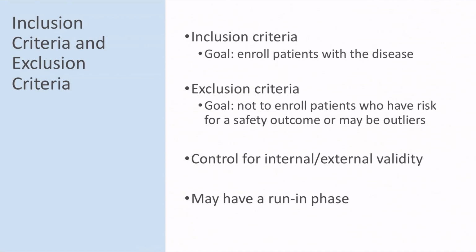Versus exclusion criteria, their major goal there is to make sure that we eliminate any outliers or patients that may either over-respond or under-respond to the drug therapy, or also to exclude anybody who's a safety concern. So there are many, many drugs that are pregnancy category X. In any of those trials, with drugs like ACE inhibitors, you want to avoid putting pregnant patients in there. That is a safety outcome.